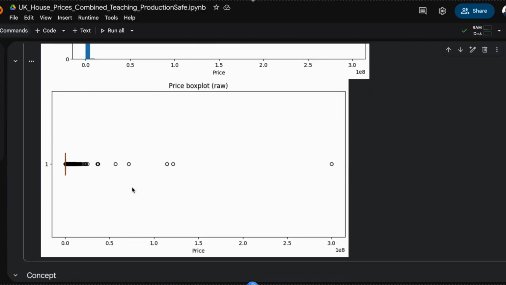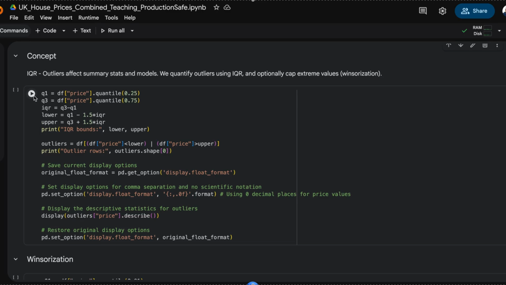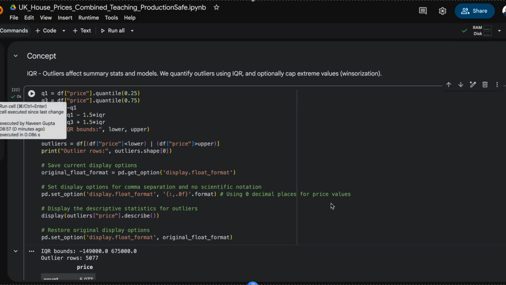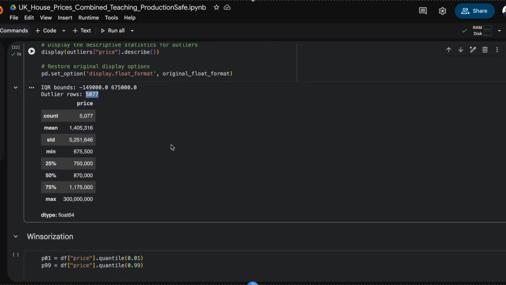Let's plot the box plot graph. We see a dense cluster of points, with many values extending far beyond the upper whisker. These are statistical outliers under the IQR definition. Using the interquartile range method, we calculate lower and upper bounds. We identify 5,077 observations beyond these bounds. That represents a significant number of high-value transactions. These values are legitimate transactions, but they will strongly influence linear models because linear regression is sensitive to extreme values.